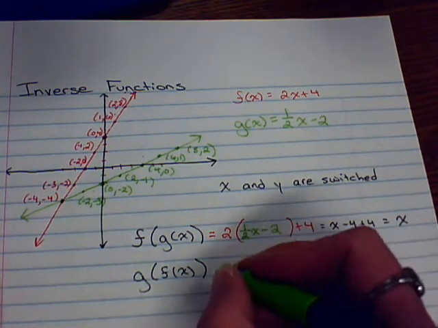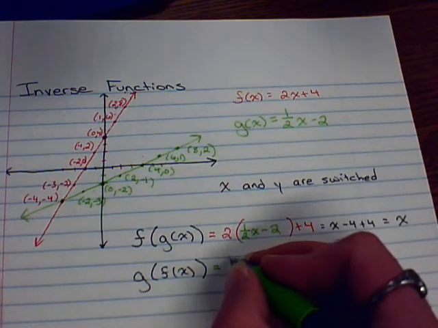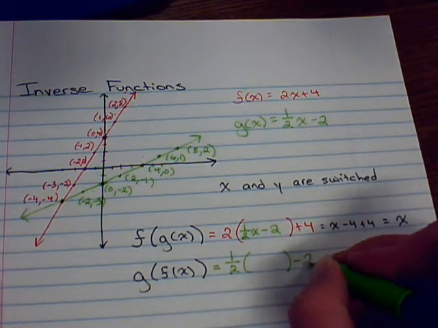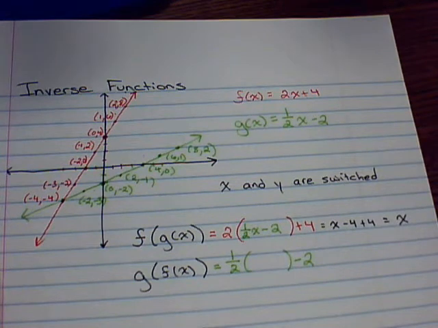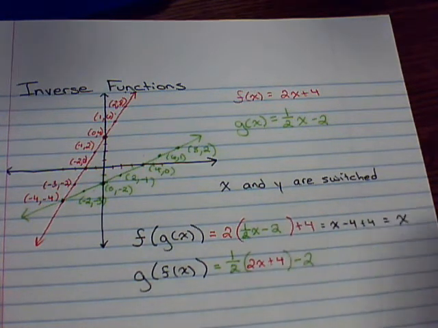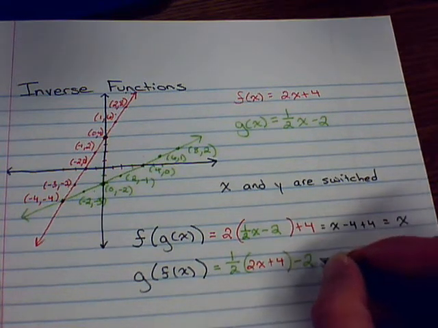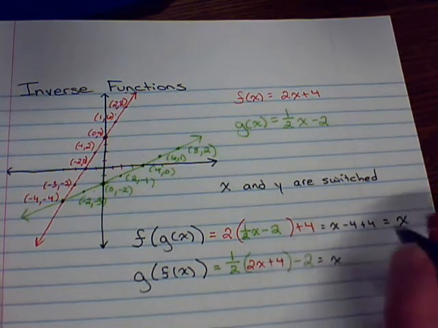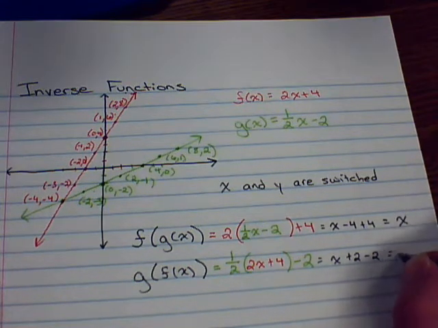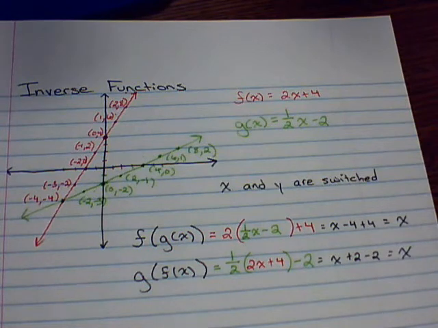If we go the other direction, g of x is the function that says 1/2 my input minus 2. Well, if I'm plugging in f of x, that means I'm going to plug in 2x plus 4 in here. Now let's see what happens when we distribute. Half of 2x is x. Half of 4 is 2. And then I have minus 2 on the outside. I end up with x back.